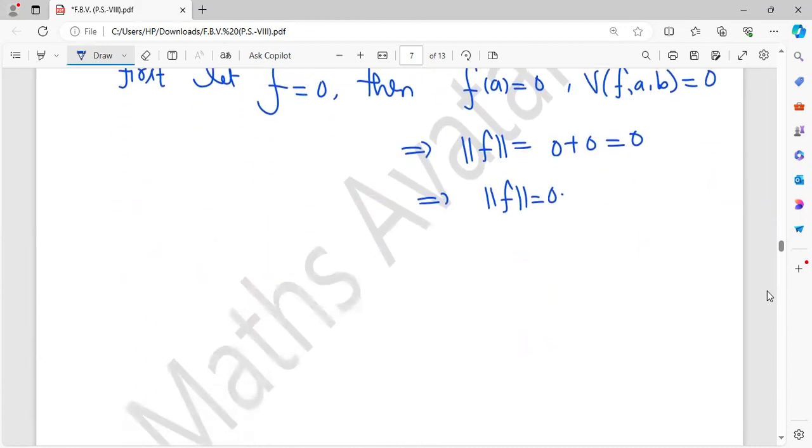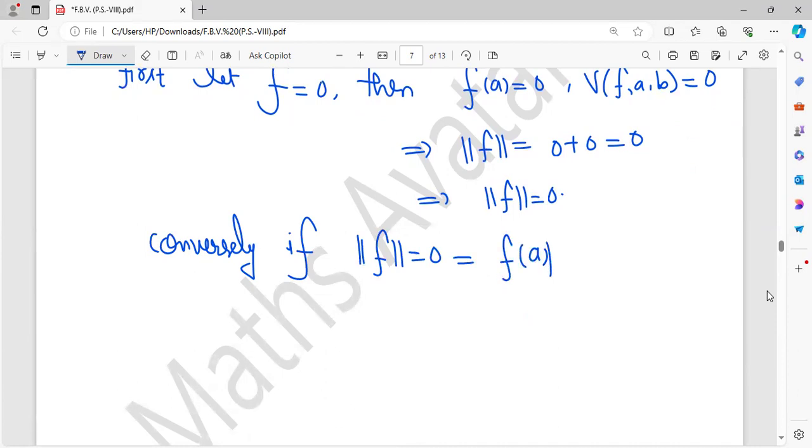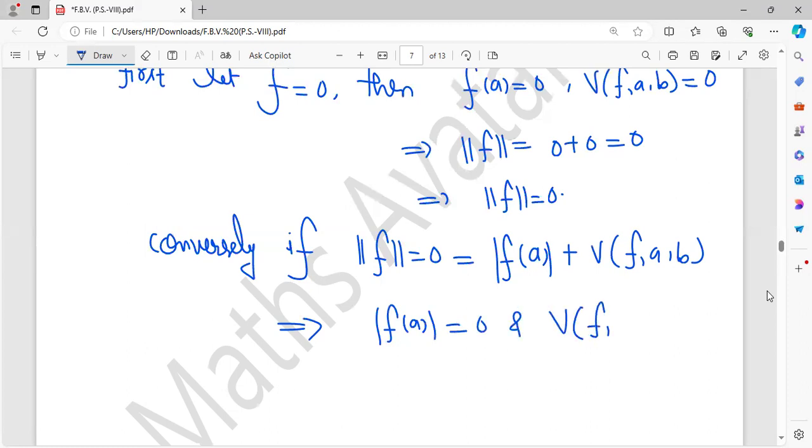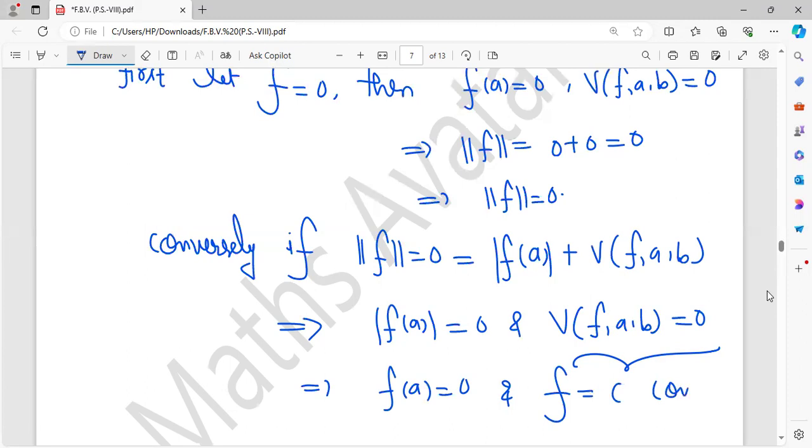Now conversely, if the norm of F is 0, but the norm of F is equal to the absolute value of F(a) plus the variation of F on [a, b]. So this implies the absolute value is 0, and the variation of F on [a, b] is equal to 0. So what does it mean? F(a) is equal to 0. And what is the meaning of this? If the variation is 0, this implies F is constant.